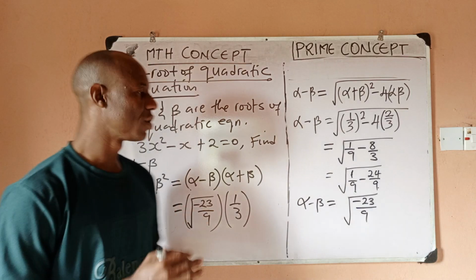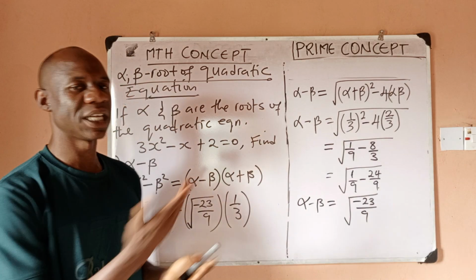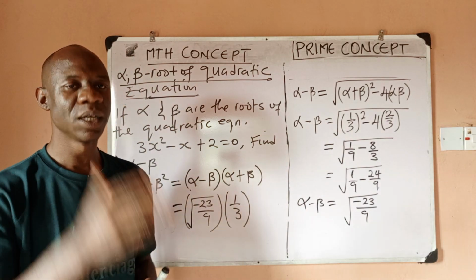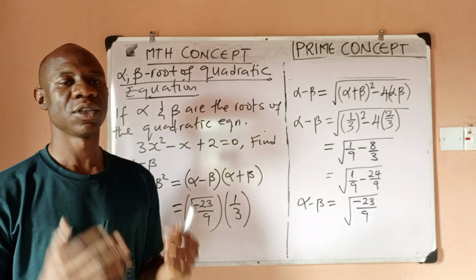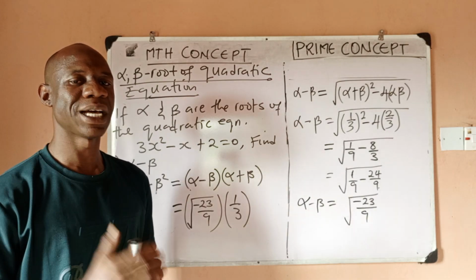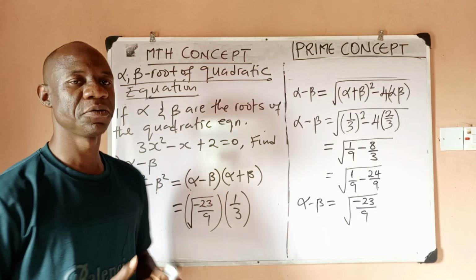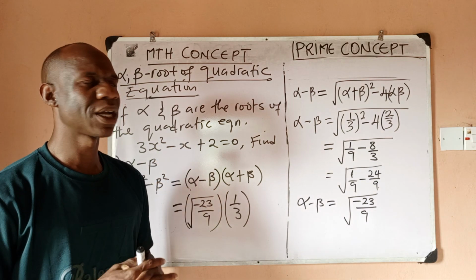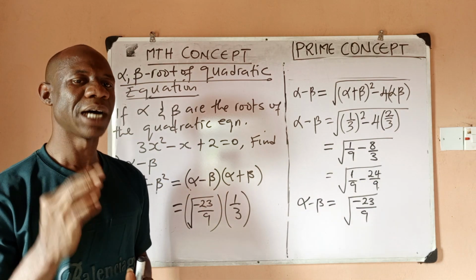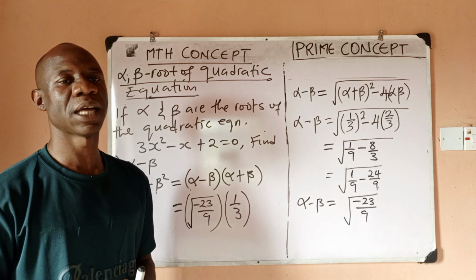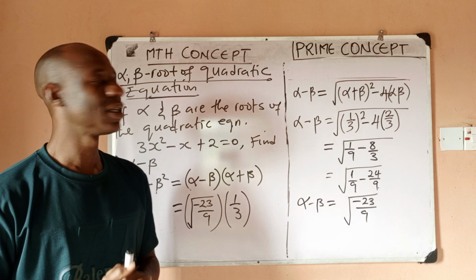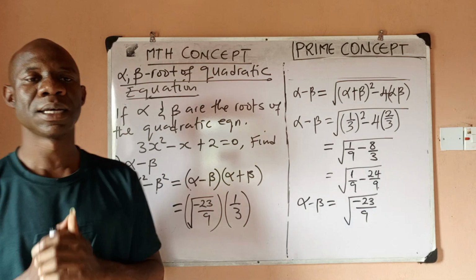So if you have followed this video up to this point, I believe that this concept is very clear to you. If you have any question concerning what I've done, feel free to drop your question on the comment section and it will be attended to. In my next video, I'm going to look at the formula for finding alpha cube plus beta cube. So I have two more formulas to go, and then I'll call it an end to alpha beta roots.